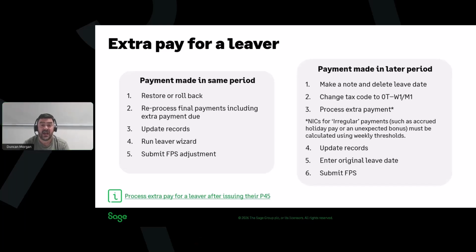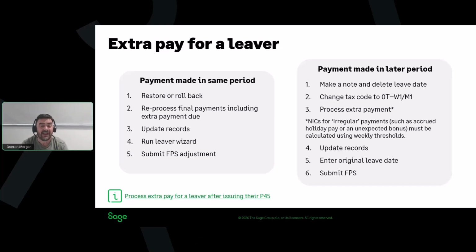More commonly, if it comes to light that a payment is due and you've moved on to a later period, there's a different process you need to follow. I'm going to demo this one. First of all, you will need to make a note of the leaving date and delete it from the employee record. You then need to change the tax code to 0T on a week one, month one basis, and that means that tax will be paid on all of the extra payment. You would then process the extra payment in the period it's being made to them.